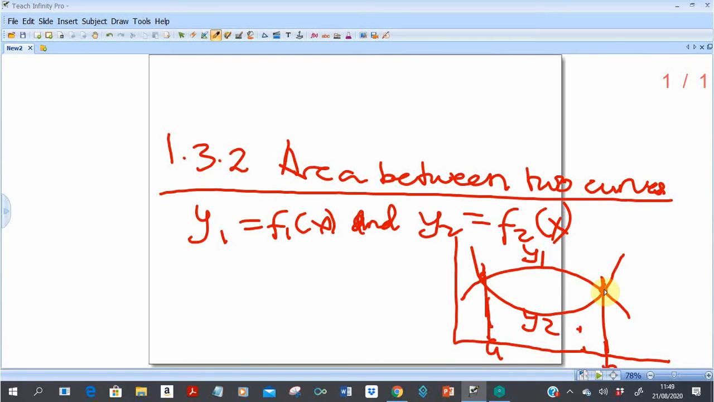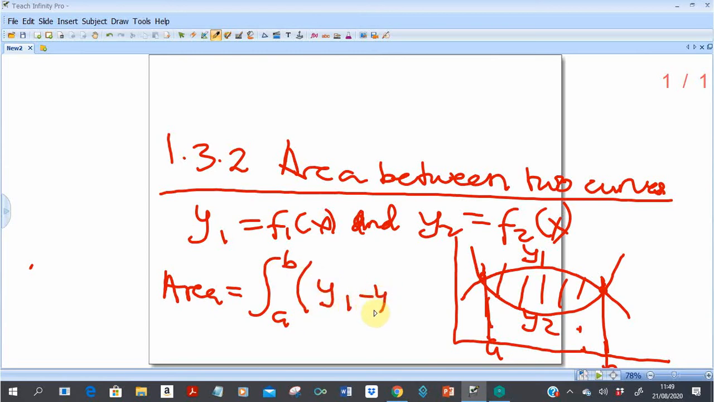If we have such a case, then the area of this region, the area between two curves, will be given by the integral from a to b. Remember, these are x. Then we have the y functions, y1 minus y2 dx. So that is the area. You subtract the one beneath from the one above.